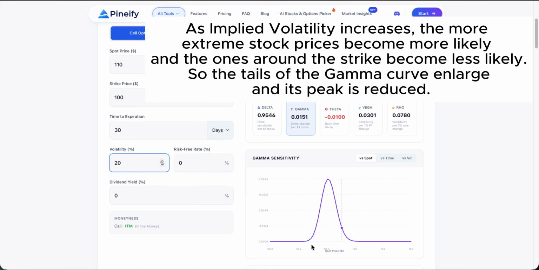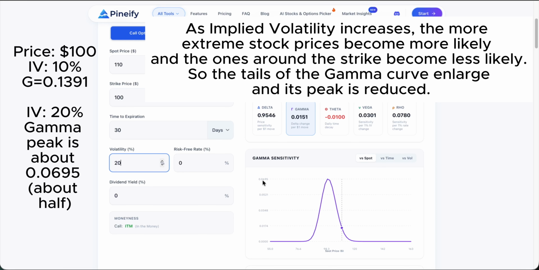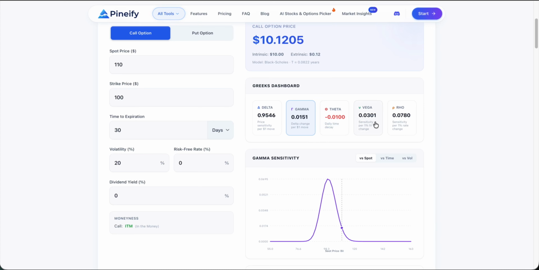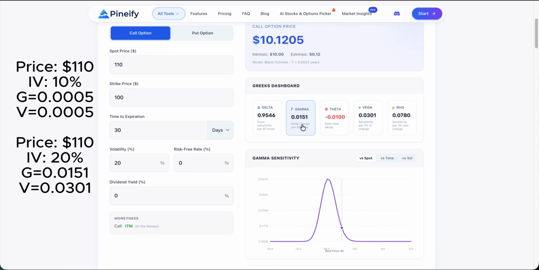graph, the tails of this graph have increased, and at the same time the gamma has become less peaky. So the maximum value is no longer 0.13 as it was before, and now it will become the maximum, which is around 0.07, as you can see here. And now again, because the tails are bigger, are fatter, the Vega and the Gamma have increased relative to what it was at 10% volatility.